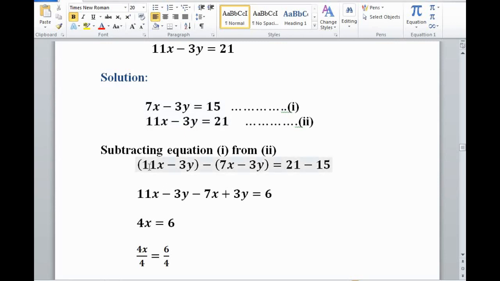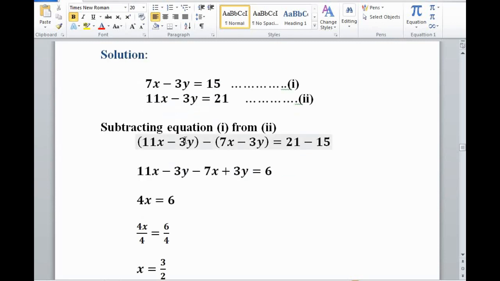So I'll write first the left hand side of equation 2, which is 11x minus 3y, minus the left hand side of equation 1, 7x minus 3y, equals the right hand side of equation 2, 21, minus the right hand side of equation 1, 15. Now we are subtracting these two equations because we want to eliminate y. By means of the elimination method, we are going to solve these two linear equations.